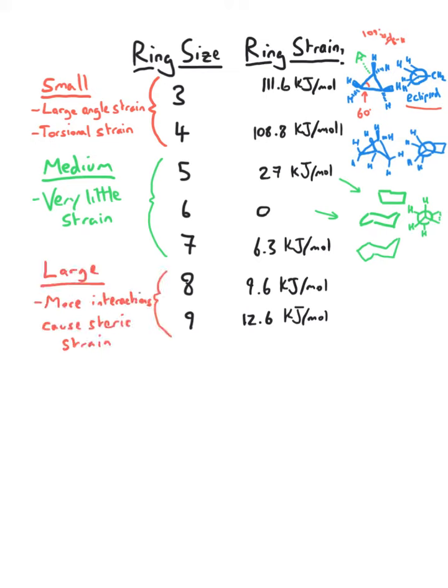Finally, as you go to larger sized rings, such as the 8 and 9-membered ring, you start getting folding into each other, so you start getting some other types of interactions that cause strain.